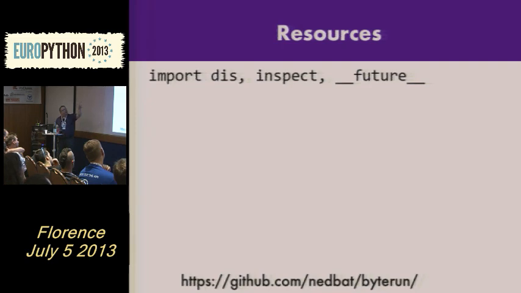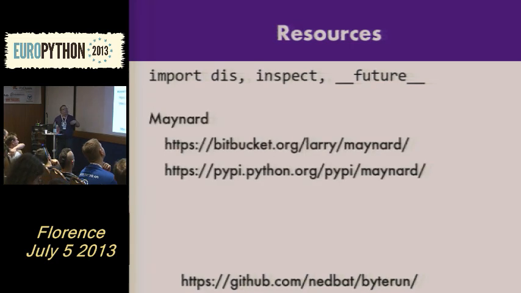This, inspect, and dunder future: you need to look in all of those modules to get all of the constants you would need in order to deal with bytecodes. Dunder future has some that are specific to future importable things. Maynard is my disassembler. It's up on Bitbucket. It's up on PyPI. I think the Bitbucket version is a little fresher.